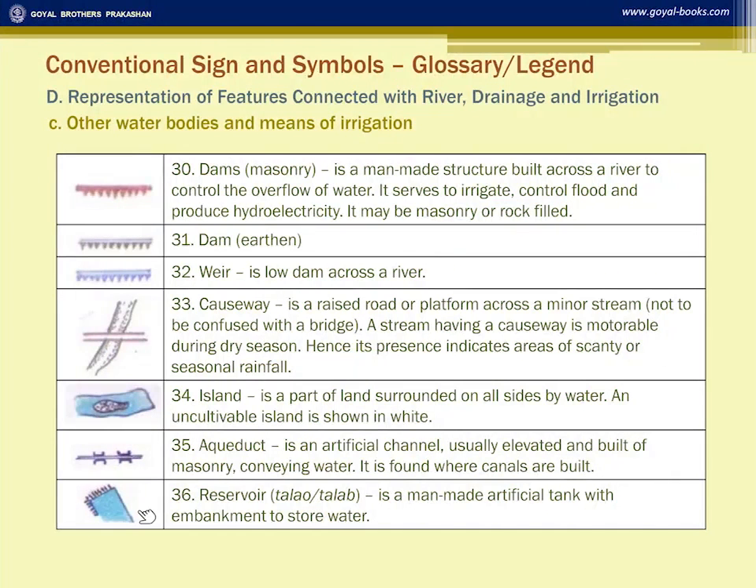And then reservoir. Reservoir, as in the tank we discussed, there is an embankment you can see in the artificial tank in which there is water, and it is a perennial tank, and the embankment is shown on the side. This is to allow the water to stay within the tank and not flow out. So that is why the embankment is formed.